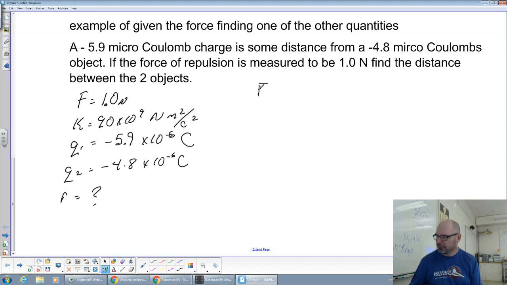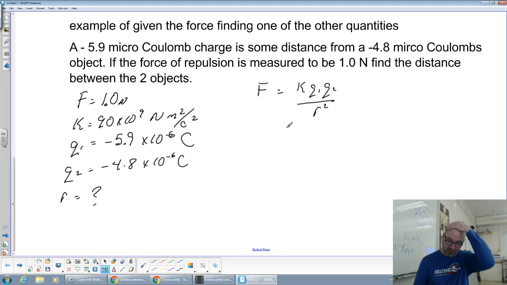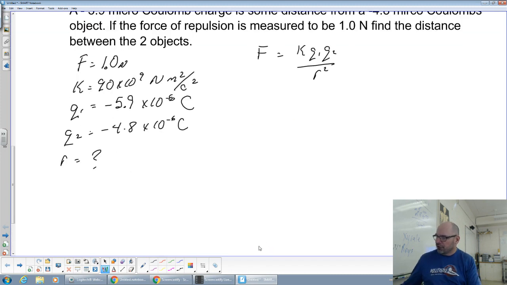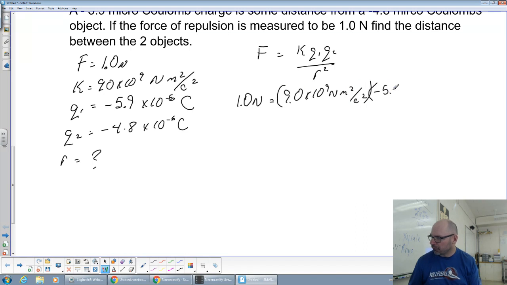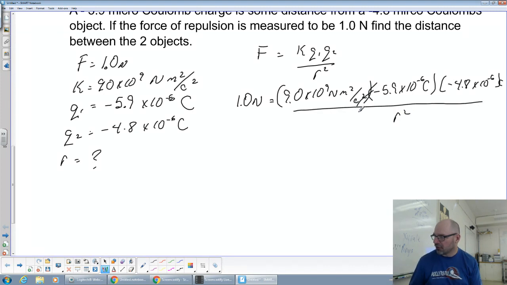So if we plug it into our formula, we can try to solve for R first if we want, or we can plug our numbers in and then solve for R. It doesn't really matter how you do it, as long as you're solving for R. So I'm going to plug our numbers in first. We have 1.0 newtons equaling 9.0 times 10 to the 9 Newton meters squared over Coulomb squared, times the first charge, negative 5.9 times 10 to the negative 6 coulombs, times the second charge, negative 4.8 times 10 to the negative 6 coulombs, all divided by R squared. The coulombs cancel out, and we're going to get meters squared, and when we root it, we're going to get meters.